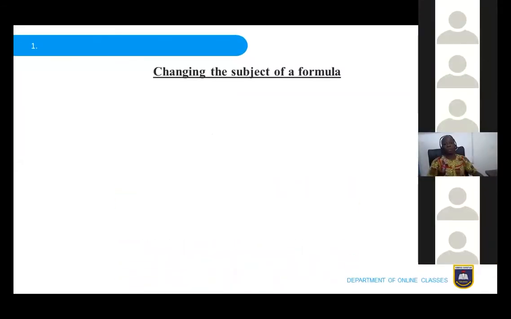Changing the subject of a formula. Emmanuel Kumado, what do you make of that? What comes into mind? Changing the subject of a formula. So when you talk about changing the subject of a formula, I mean, you are representing the formula with letters and you are simplifying it to the lowest term, using variables. Okay. All right.